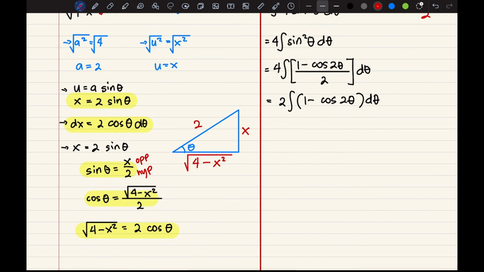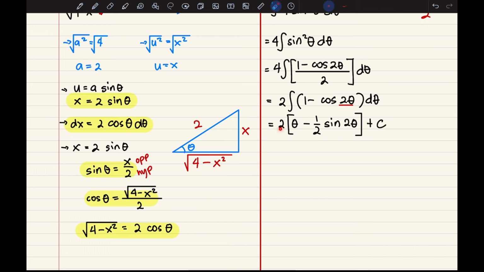Okay, continuing the solution, we can now integrate. So integrating, we have the constant 2. Integral of 1 with respect to theta is theta minus cosine 2 theta. Our angle has a coefficient of 2, so we will be multiplying our integral first with 1/2, and then the integral of cosine is simply sine 2 theta. And then at the end of the integral, we add plus c.